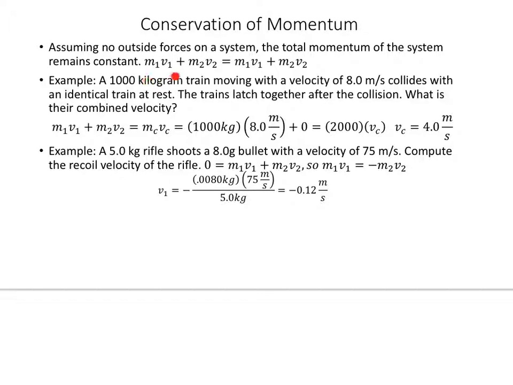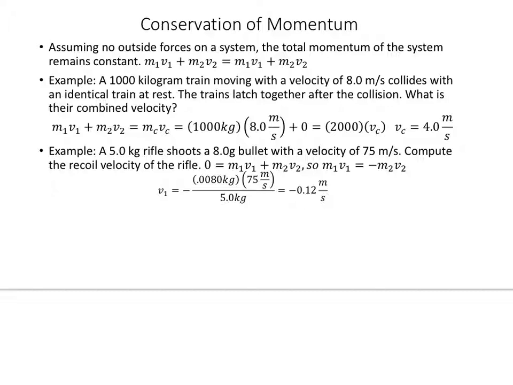If you've got two objects colliding, this would be the momentum of object 1 before the collision. This would be the momentum of object 2 before the collision. This would be the momentum of object 1 after the collision. And this would be the momentum of object 2 after the collision. Individual momentums might change, but the sum of the momentum before must equal the sum of the momentum after.